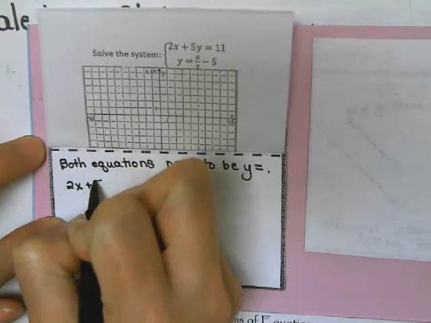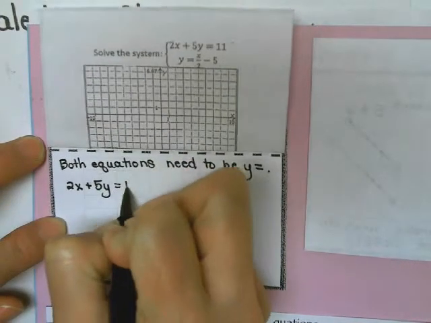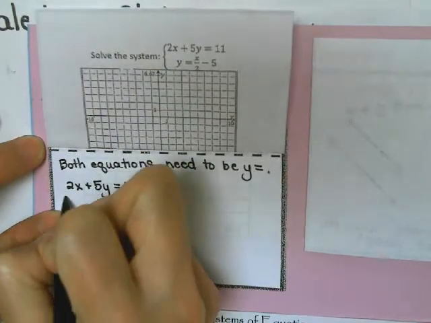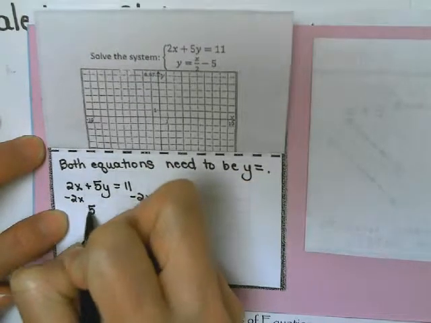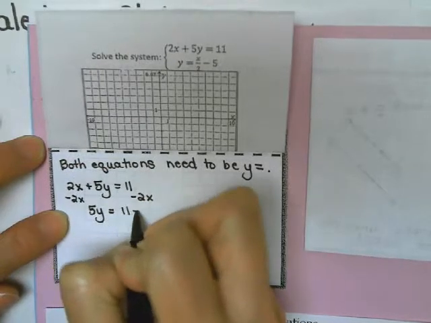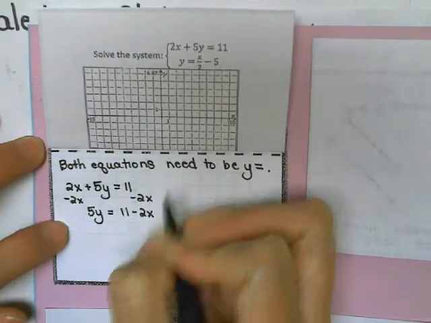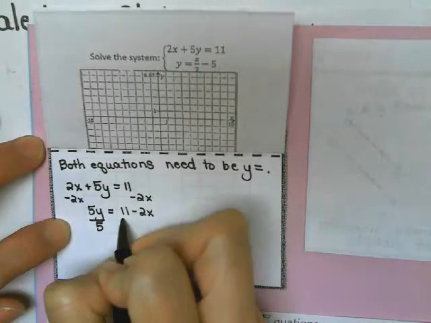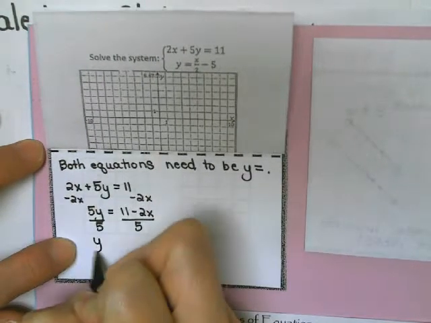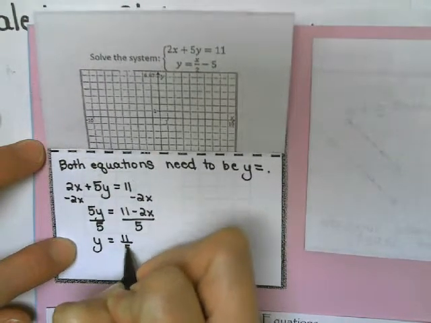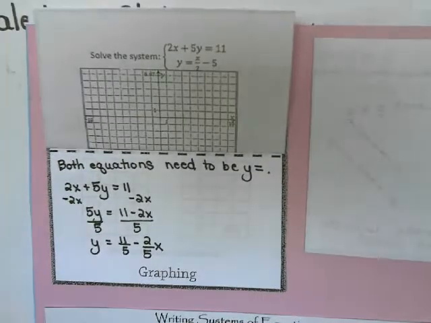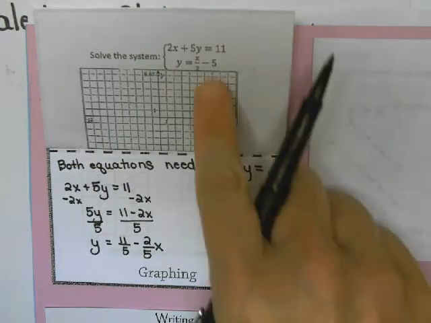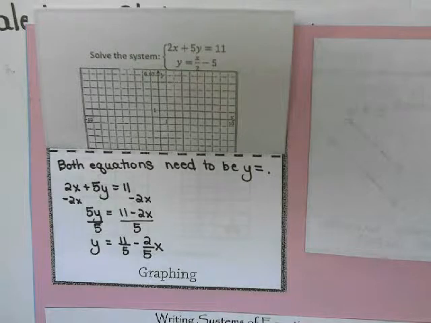So 2x plus 5y equals 11. So I'm going to subtract the 2x from both sides. 5y equals 11 minus 2x. And then I need to divide by 5. So I'm going to get 11/5 minus 2/5 x. Alright. So those are my two linear equations because the second one was already in the correct form.